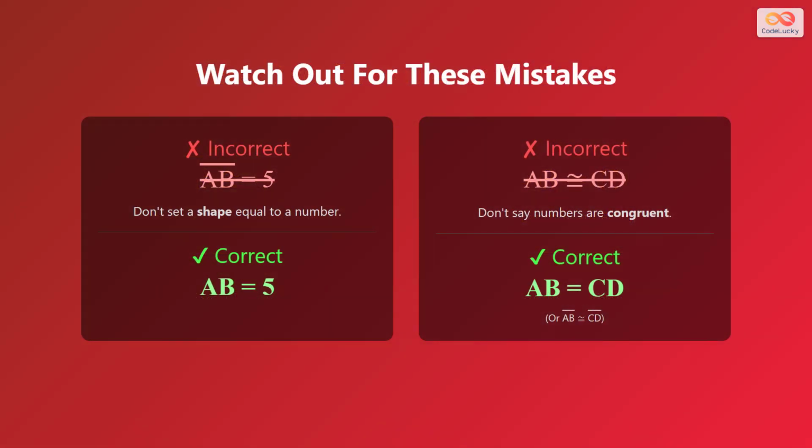Here are two very common mistakes to avoid. First, never say that segment AB with a bar equals a number like 5. Shapes cannot equal numbers. Second, avoid saying lengths are congruent. Numbers are equal, shapes are congruent. Stick to the rule: bar matches with congruence, no bar matches with equals.